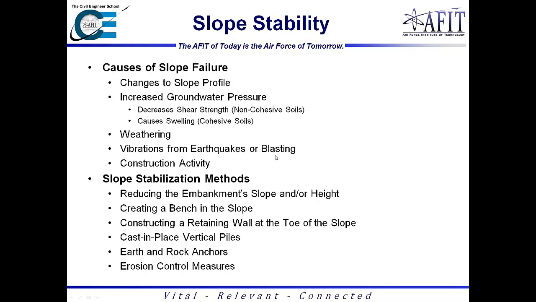Some of the methods we'll use to stabilize slopes: we can reduce the slope itself or reduce the height, which reduces the amount of material that could potentially slide. Then we could also create a bench in the slope. So we'll have a slope coming down here, create a horizontal bench, and then continue the slope down. Another way is to use piles or build retaining walls, typically at the toe. The retaining wall will help strengthen the toe to prevent a lot of the rotational failures. And then we can also use earth and rock anchors, and erosion control measures to prevent weathering or deterioration of the slope.